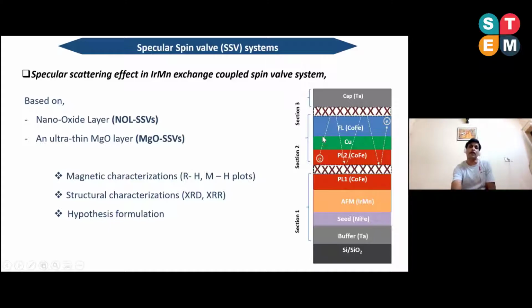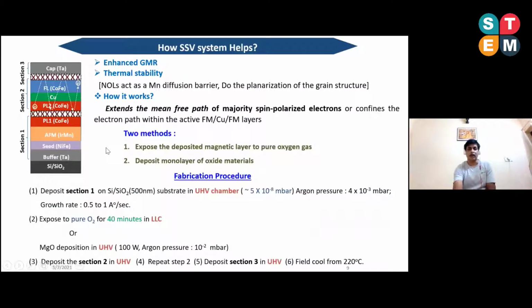Now, this specular scattering we can do in two methods. One method is to take the cobalt iron layer with a higher thickness and oxidize it in the presence of oxygen, which forms the cobalt iron oxide layer. Then we deposit cobalt iron again, then the spacer layer, then the free layer, and the free layer is again oxidized. Or, instead of oxidation, we can use a very thin MgO, or magnesium oxide, as a specular layer. So we have two methods. Why we have these two methods, I will come to now.